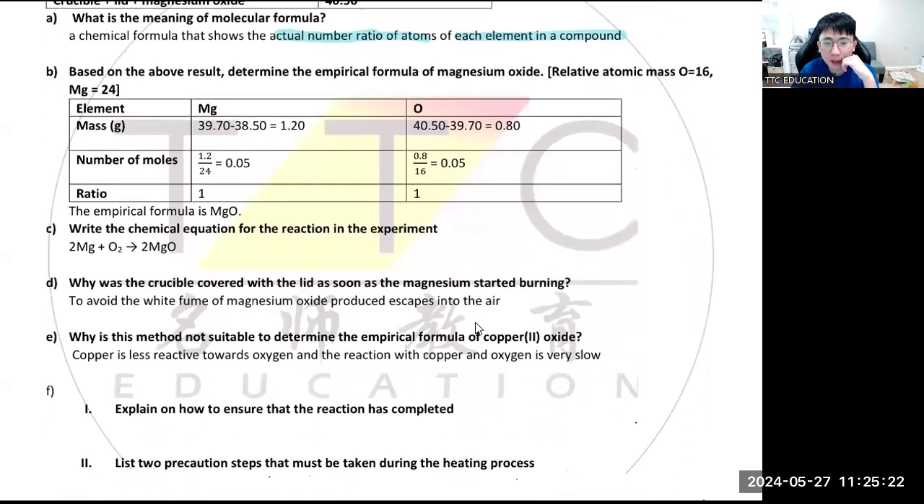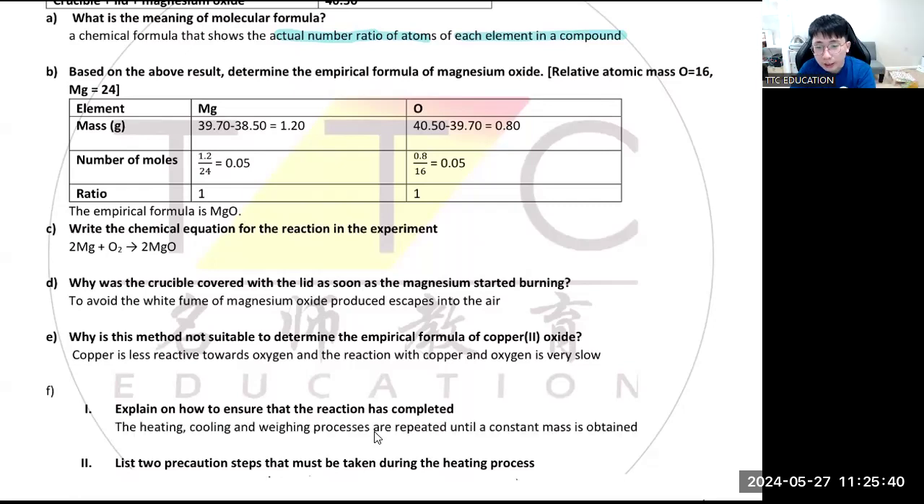Going down, explain how to ensure the reaction has completed. So guys, to make sure the reaction is complete, no matter which experiment, same answer. How do you know the experiment is done? Repeat your heating, cooling, and weighing process until constant mass is obtained. So you have to say something like this: heating, cooling, and weighing process are repeated until constant mass is obtained. Constant mass means that, no matter whether your mass is decreasing or increasing since the beginning, as long as your mass is changing, you keep repeating heating, cooling, weighing until your mass doesn't change. Then we know we are basically done with the experiment.